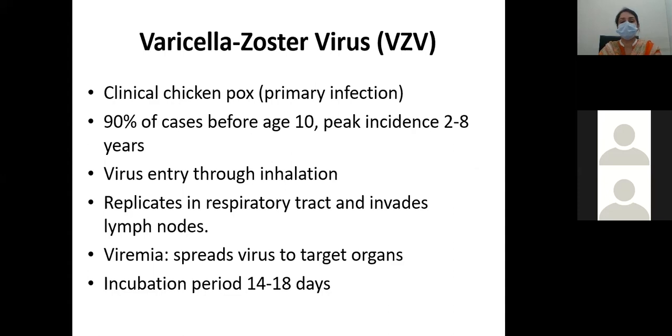Okay, next is varicella zoster virus. Varicella zoster virus causes clinical chickenpox as a primary infection, with 90% of cases before age 10, and the peak incidence is at the age of 2 to 8 years. The virus enters through inhalation, replicates in the respiratory tract and invades the lymph nodes. Then there can be viremia, which means the virus spreads to the target organs. The incubation period is 14 to 18 days.